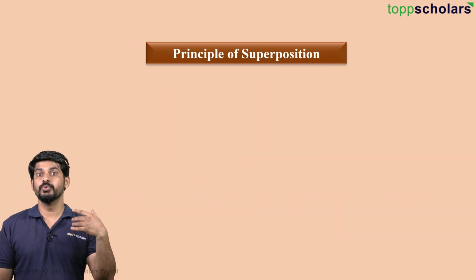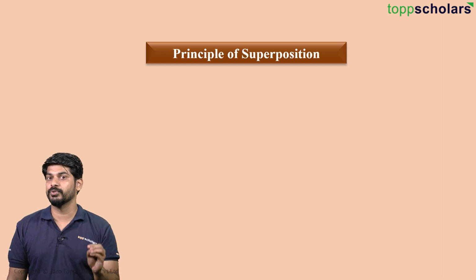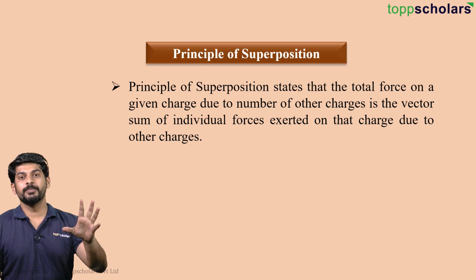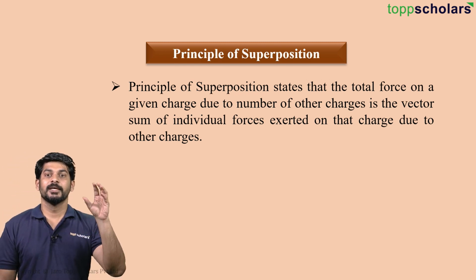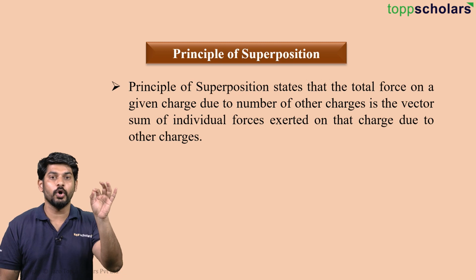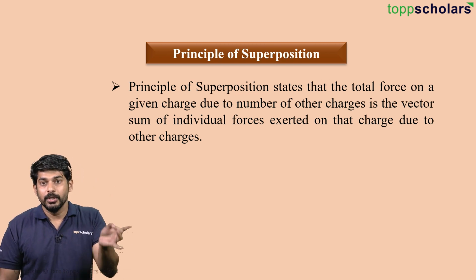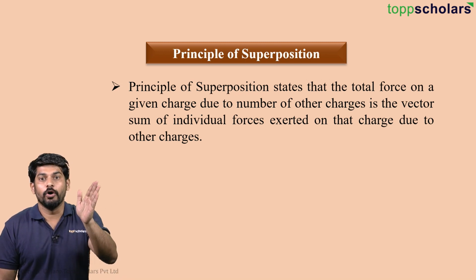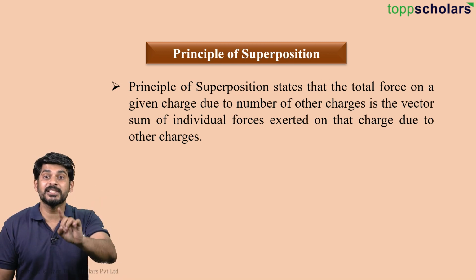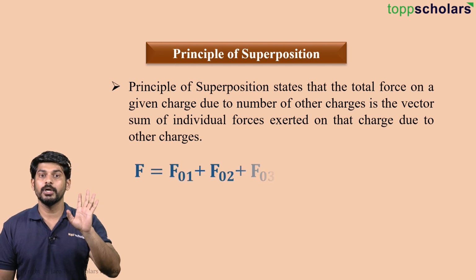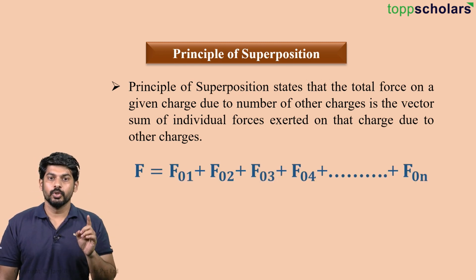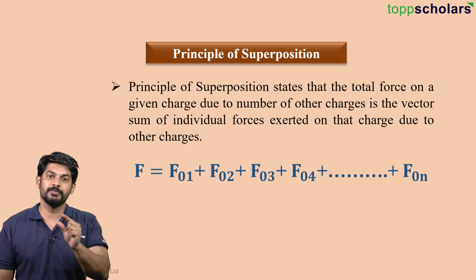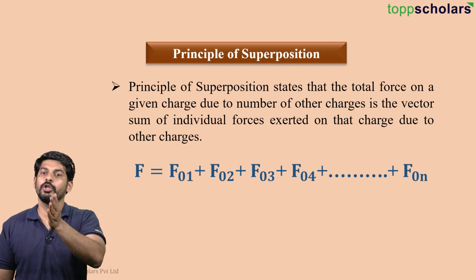Now let's move to a very important concept from electrostatics, that is the principle of superposition. Basically, the principle of superposition states that the total force on a given charge due to a number of other charges is the vector sum of the individual forces exerted on that charge due to the other charges, like this one. So over here the total force F is equal to F01 plus F02 plus F03 and so on up to nth.